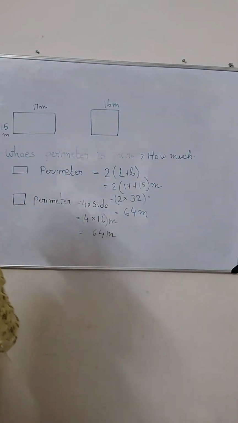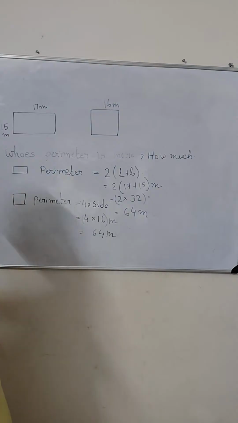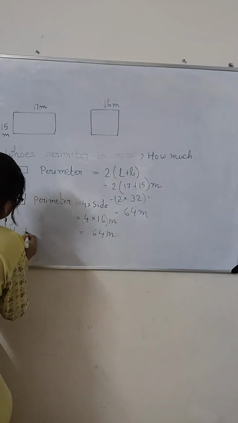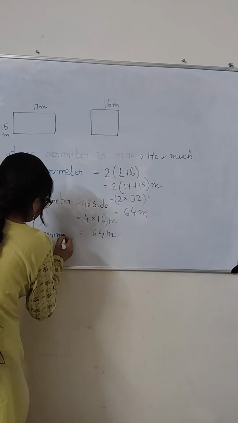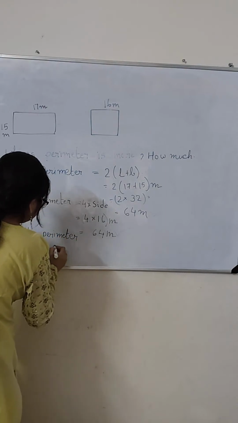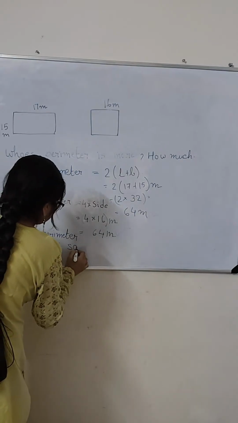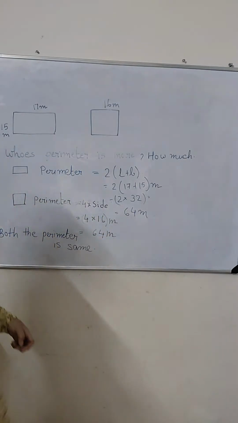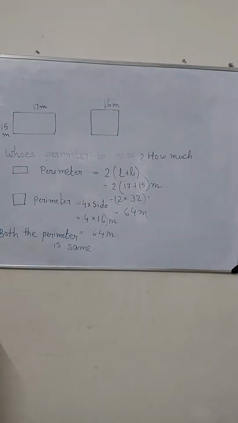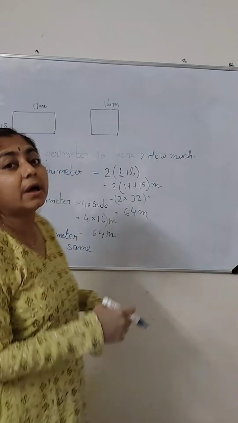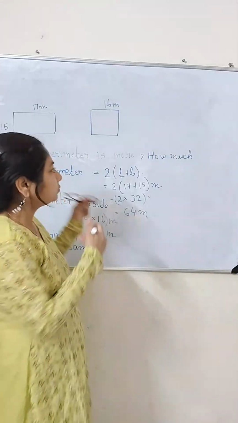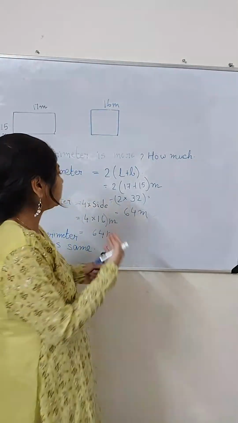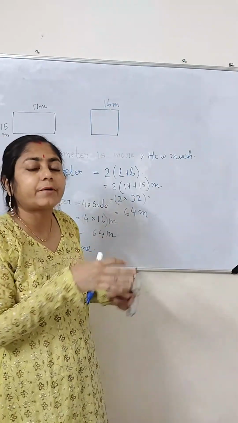Okay. First I write this one. Both the perimeters are the same. But listen one thing. If the values changed, in this case what you do is, in that formula, you can put the formula and find both the perimeters.